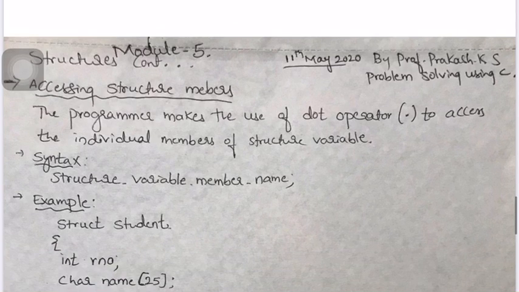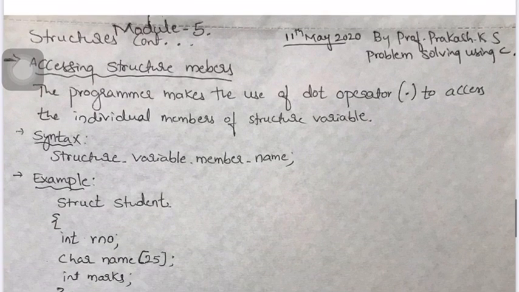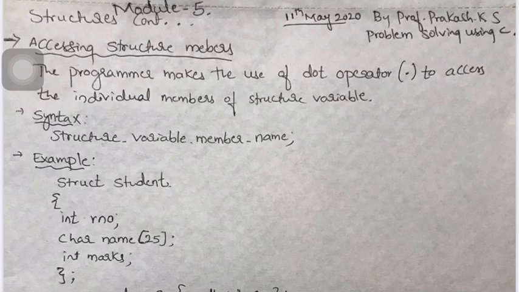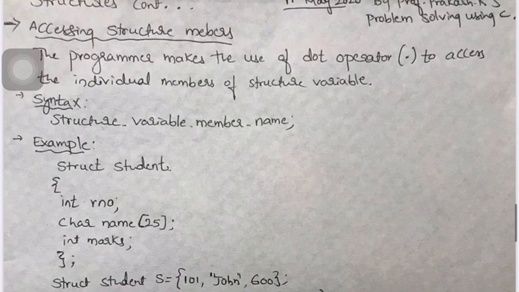next topic, that is accessing structure members. How are we going to access the structure members? Here the programmer makes use of the dot operator. This is important, the dot operator. We are using the dot operator to access the individual member of the structure variable.